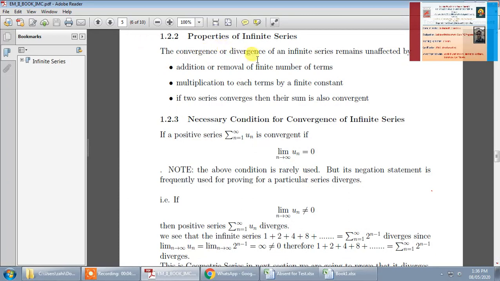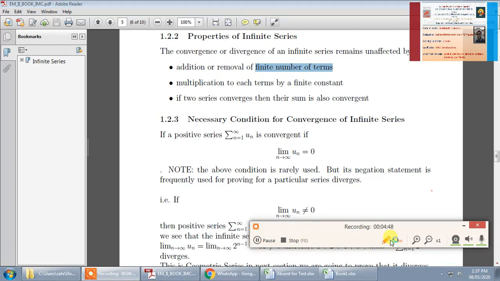The convergence or divergence of an infinite series remains unaffected by addition or removal of a finite number of terms. So if you remove finite terms, if you remove 2 terms, 5 terms, 10 terms, 100 terms, 200 terms from any series, or if you add the same number of terms in a series, then its convergence or divergence is unaffected. That is the meaning of the first property.